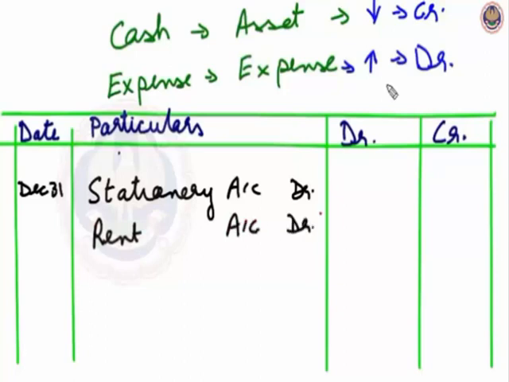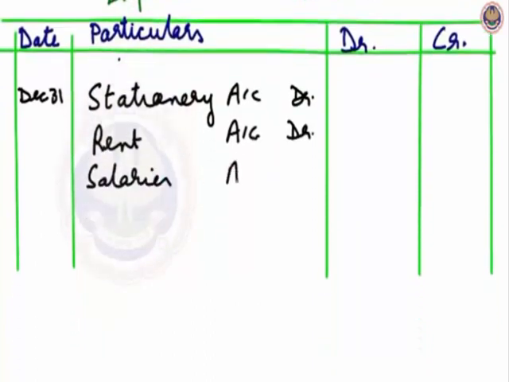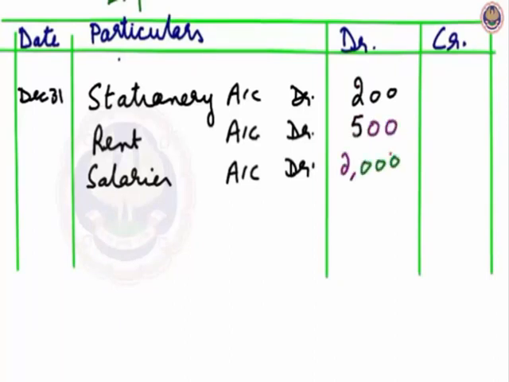Whenever any same type of accounts are debited in the same entry, we take it as a compound entry. As the nature of all the entries is related to nominal account, so stationery account debit 200, rent account debit 500, salaries account debit 2000 to cash account. So total amount comes out to be 2700. As there is a decrease in cash, so cash account is credited, and there is increase in expense, so expenses account are debited in this entry.